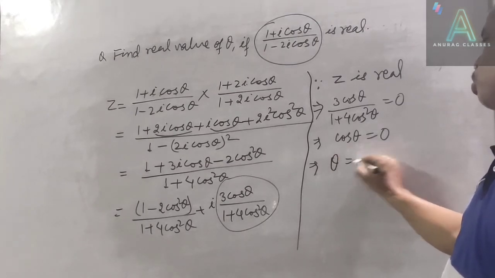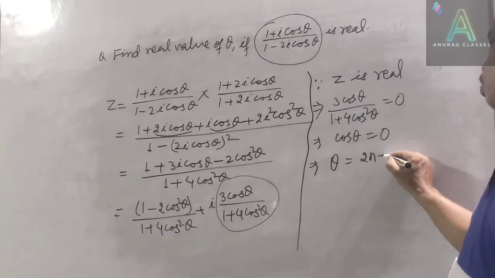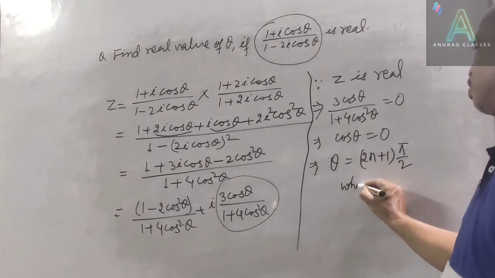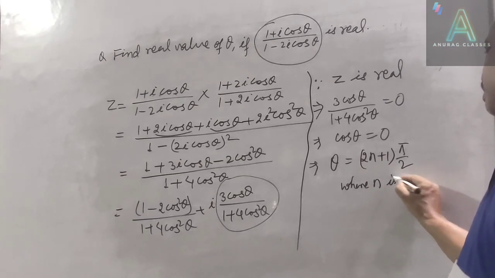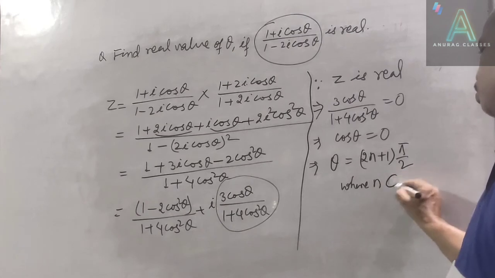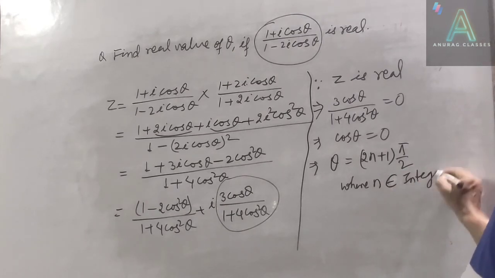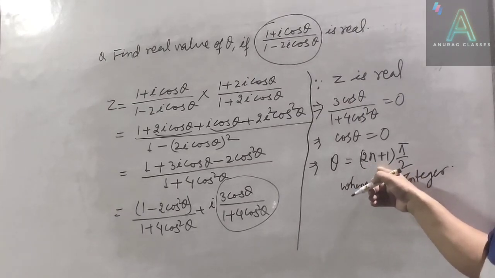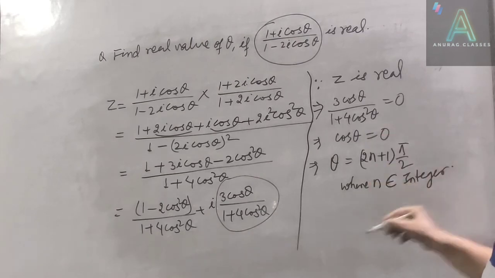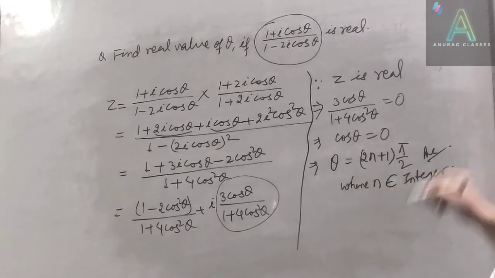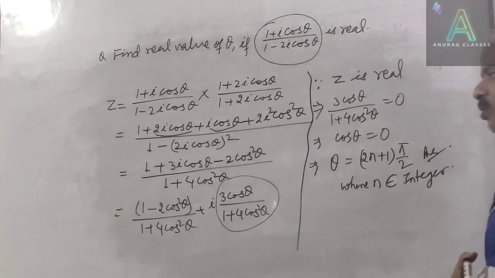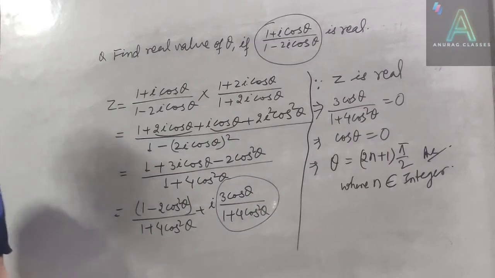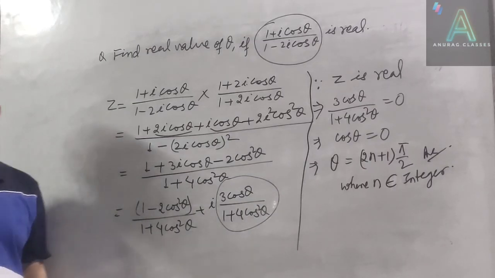So the general solution will be theta is equal to (2n plus 1) pi by 2, where n belongs to integers. I am writing n is any integer. So for all integer values, this one is odd, and odd into pi by 2. So everywhere cos theta is 0. So this is the answer. Theta is equal to (2n plus 1) pi by 2. Getting? Okay. So student, in today's class, we have learned upon various questions.